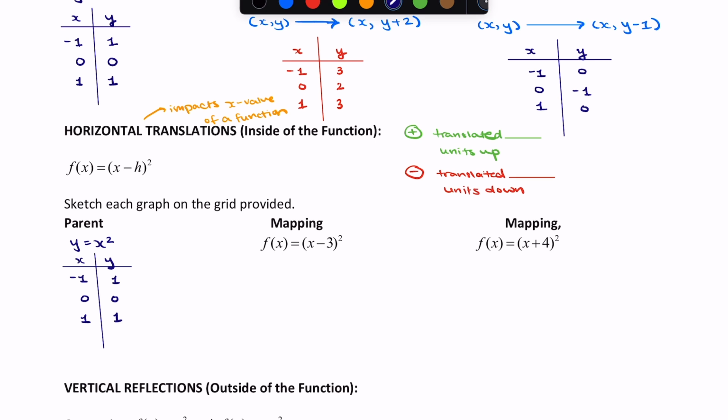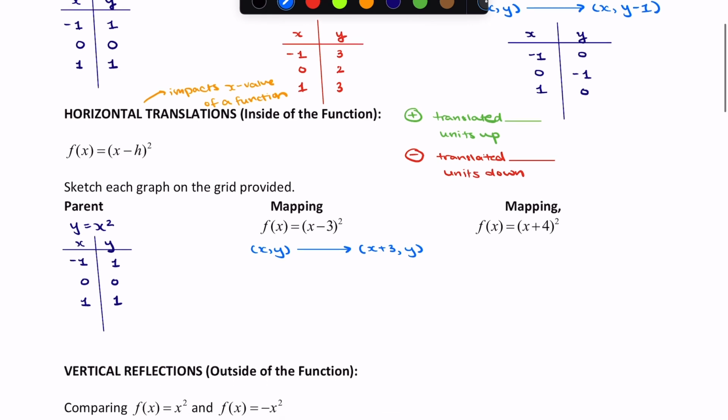Here, when we're looking at our mapping notation in terms of our transform function, we have f(x) = (x - 3)². Again, we start with our parent function, our (x, y) values. And here, the x values will get impacted, and it's the opposite of what the sign is inside the bracket. So inside the brackets, x - 3, our transformation will be x + 3, and our y value stays the same.